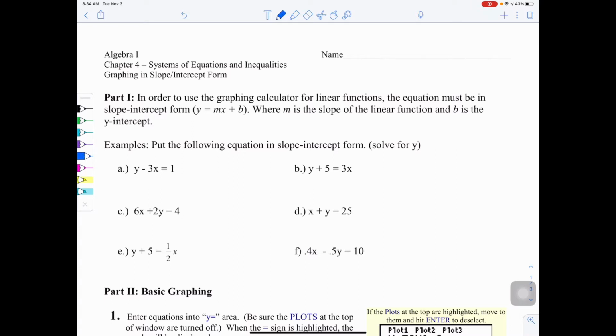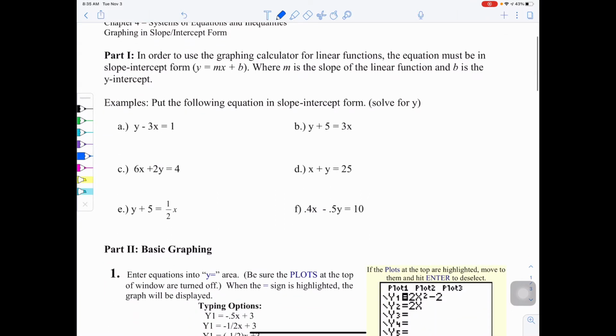Part 1 says, in order to use the graphing calculator for linear functions, the equation must be in slope-intercept form, y equals mx plus b, where m is the slope of the linear function and b is the y-intercept. We will do 2 examples together and then you will have some time to practice the remaining. For the examples, we're going to put the following equations in slope-intercept form. In other words, we need to solve for y.